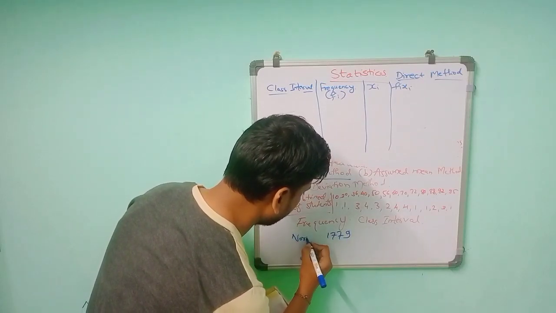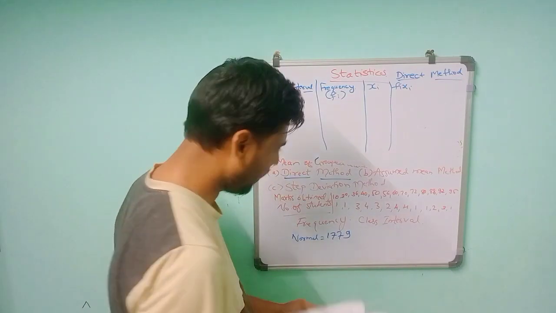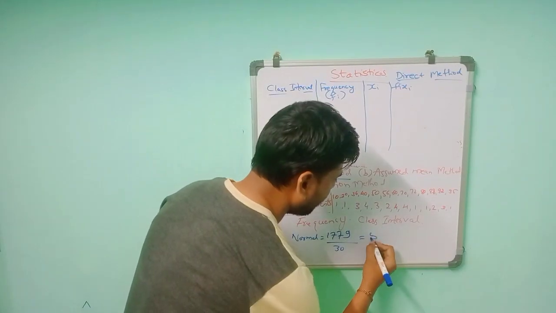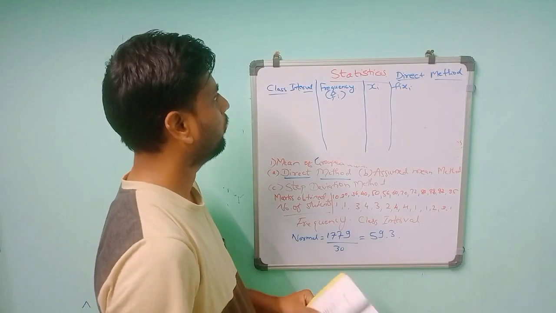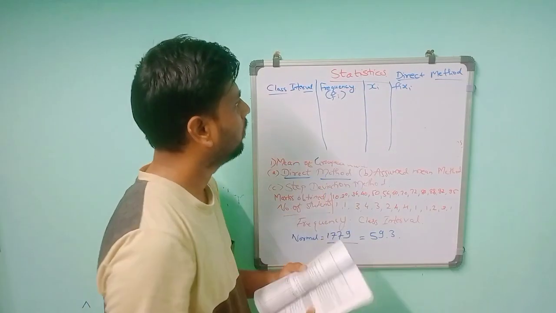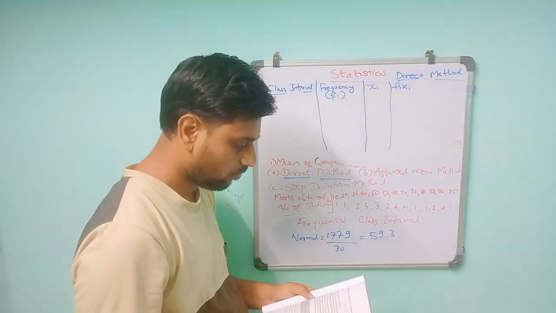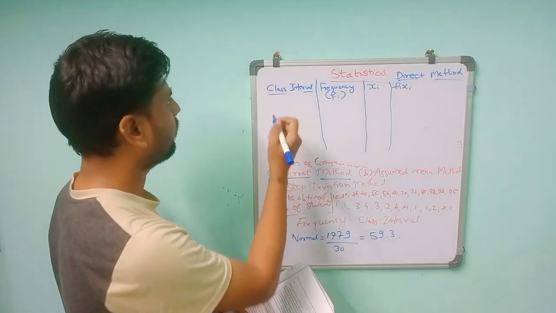This is normally what we did in the last previous classes. 1779 divided by 30, so we got the mean as 59.3. This is the exact mean. So we do the direct method in terms of first Xi, Fi and class interval and Fi into Xi. They have given 10, 20, like this, the range. So first we convert this class interval.